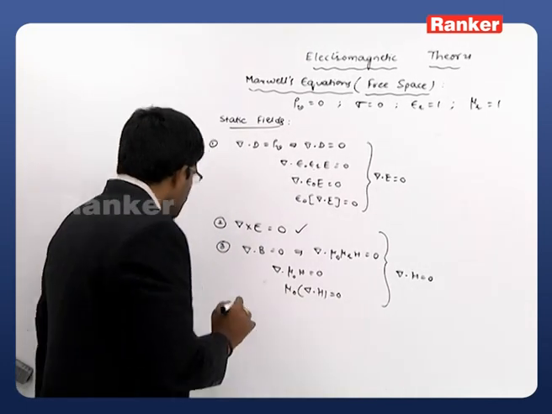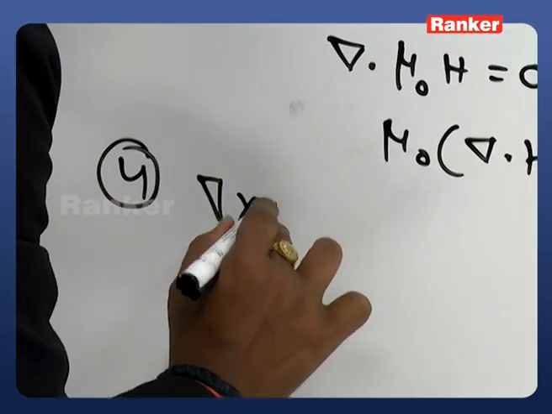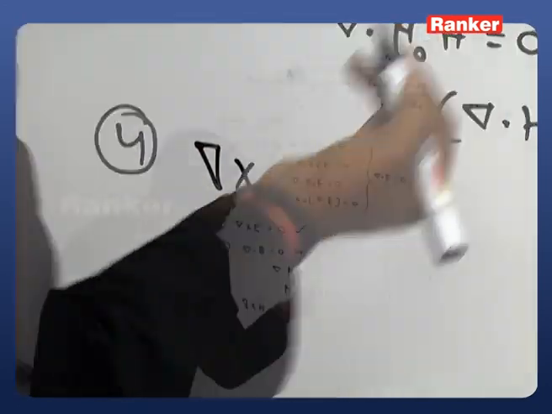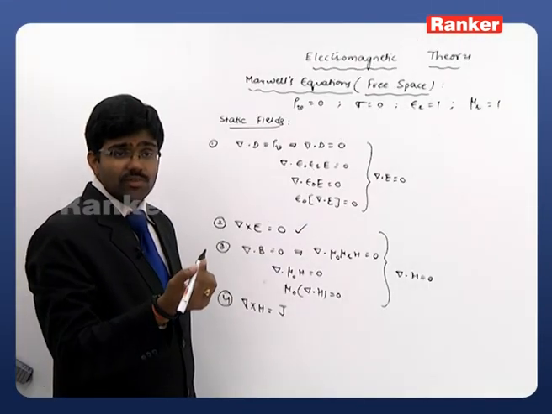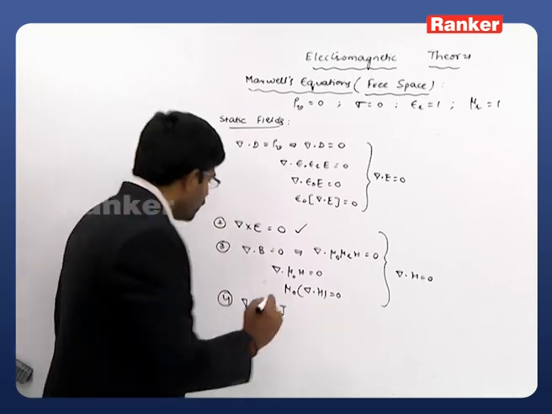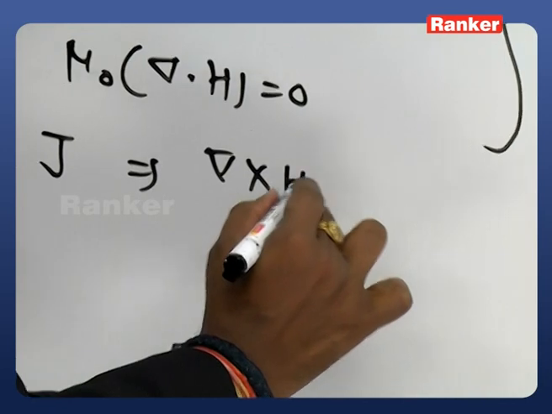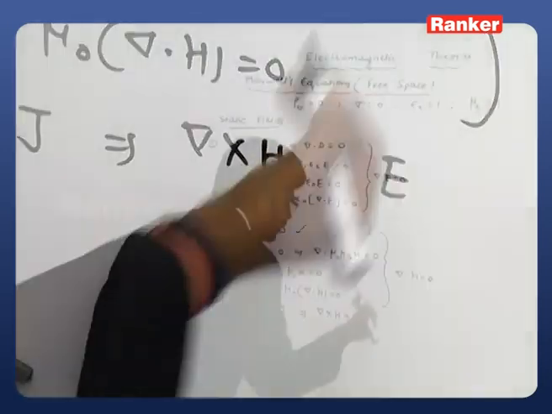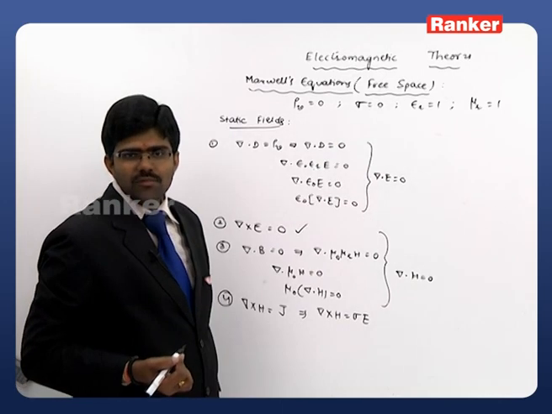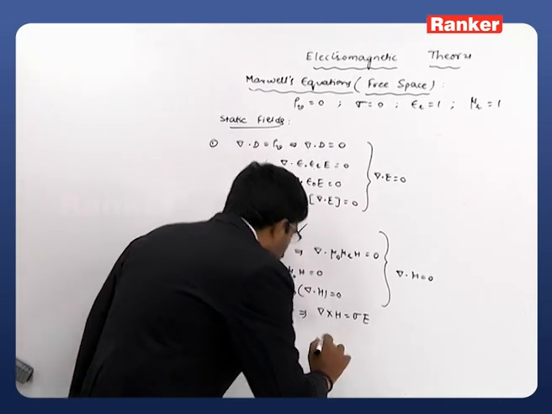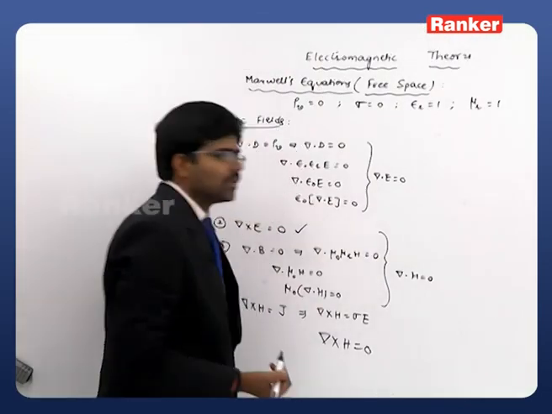In the same way, the fourth equation that we have is del cross H is equal to J. For static fields, clearly del cross H is equal to J. But what is the relation between J and sigma? We have a relation that J is equal to sigma E, so del cross H is equal to sigma E. But what is the conductivity of the medium? Conductivity of the medium is 0. Since the conductivity of the medium is 0, what we can write here is del cross H is equal to 0.